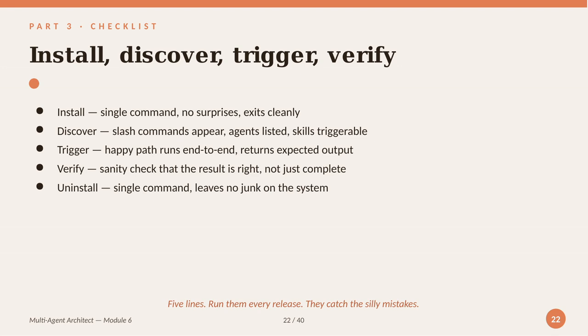Discover. / commands appear in tab completion. Agents are listed when the user runs the agent list command. Skills are triggerable by their phrases. The plugin shows up wherever the runtime exposes it.